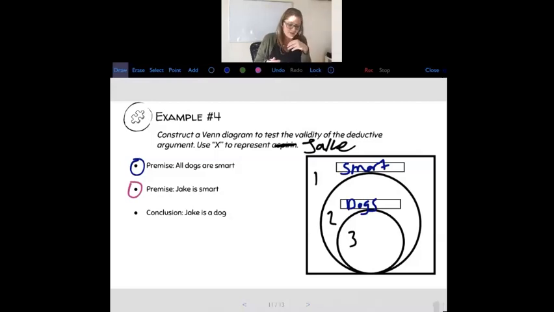So it's saying Jake is smart, but it's not commenting on whether Jake is a dog or not. Again, we're just on premise 2 to draw the X. It's saying Jake is smart. We're not sure if it's here or here, so the X would go on the border if it's not clear. If it could be in region 1 or 2, it goes on the border of the two regions it could be between. All it's saying is Jake is smart. That means Jake is somewhere in this circle, but since we don't know if Jake is part of the subset or not, it goes on the border.